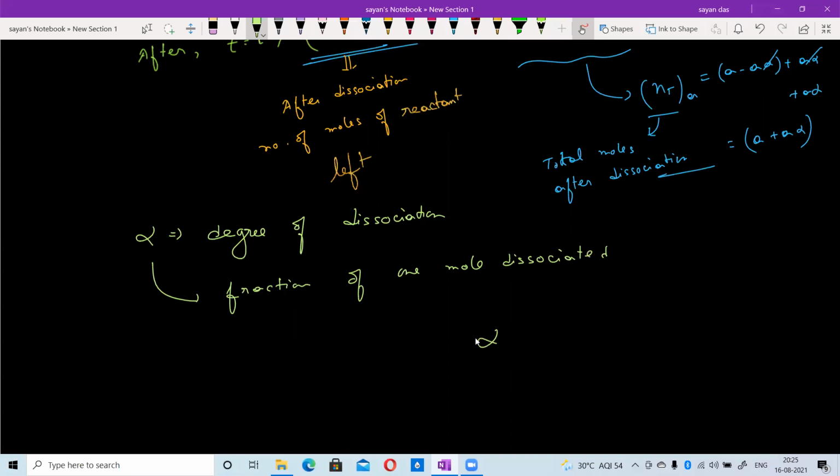Now, what will be the minimum value of alpha? 0. What will be the maximum value of alpha? 1. Alpha value 1 represents 100% dissociation takes place, and alpha value 0 represents no dissociation.